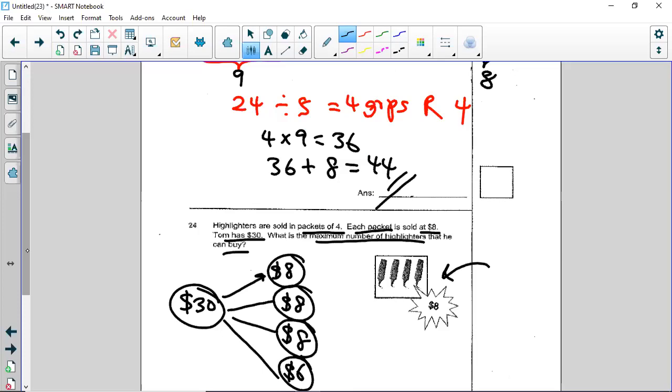So the $6, can I buy one more packet? I can't, right? So how many packets can I buy? I can only buy three packets. And each packet has how many highlighters? Four highlighters in one packet, another one packet, another one packet.